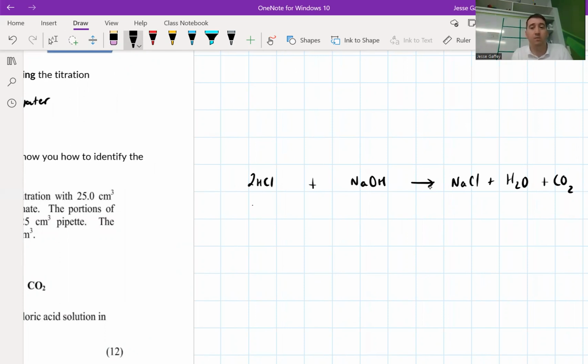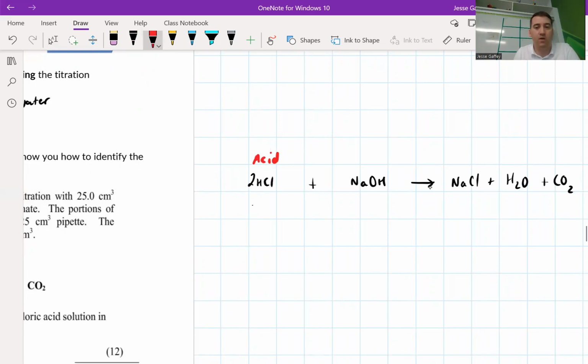The first thing I want you to do, this is an acid-base titration. I want you to pause the video and write above which one is the acid and which one is the base. So pause the video and do that now. Okay, you should know from doing acids and bases that HCl is hydrochloric acid, so this here is an acid.